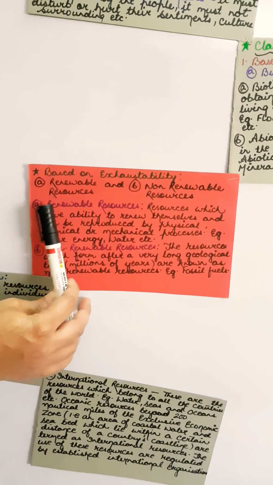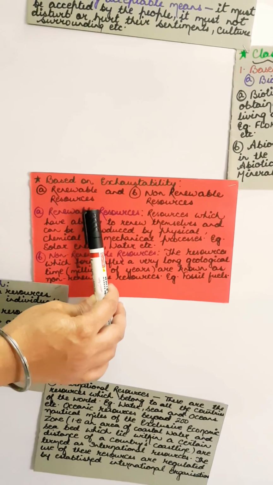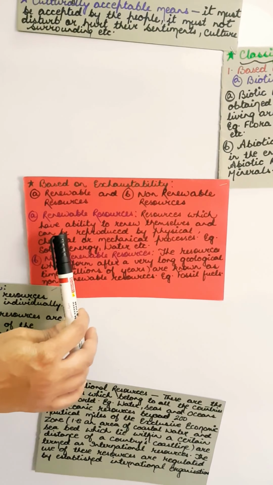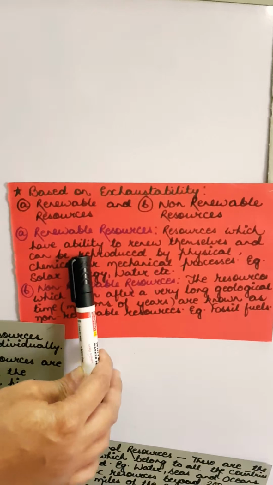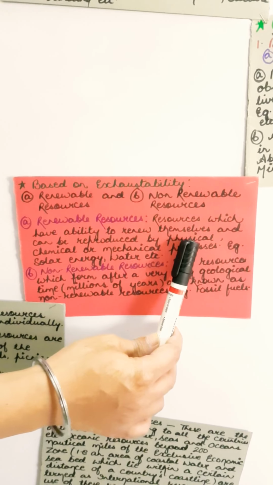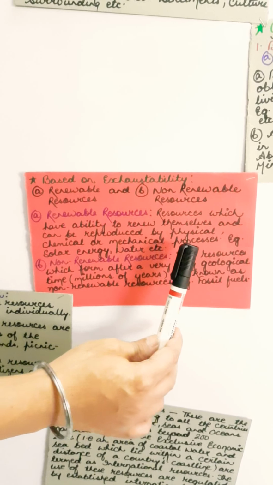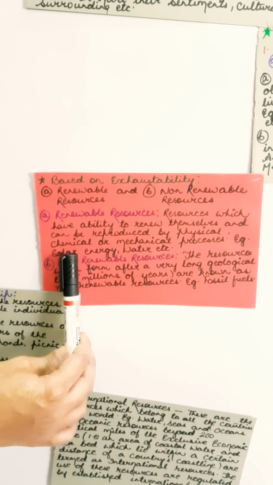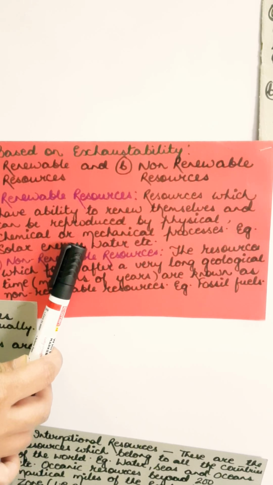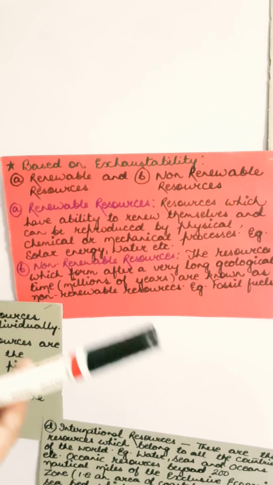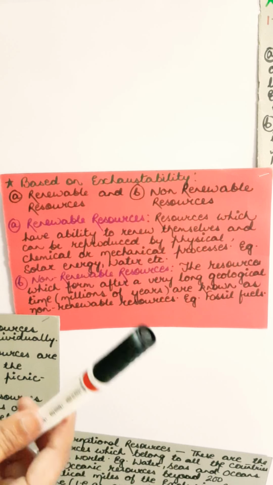Renewable resources, the name itself says renewable. Resources which have the ability to renew themselves and can be reproduced by physical, chemical or mechanical processes. Example, solar energy, water, etc. We don't need to charge the sun, right? It rises every day when its time comes.